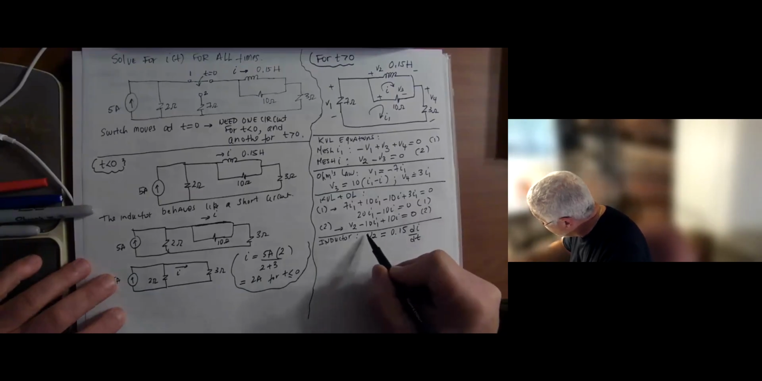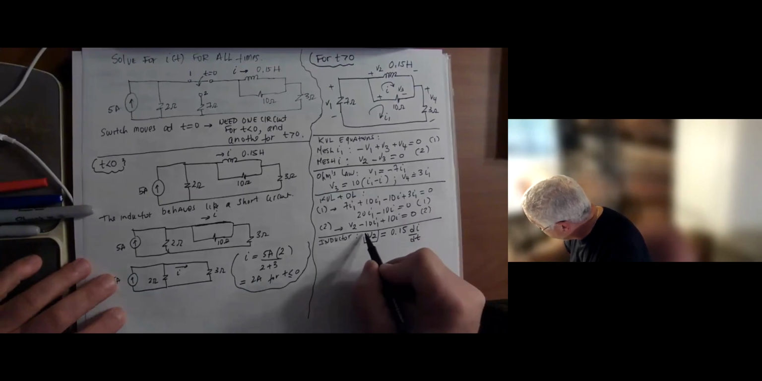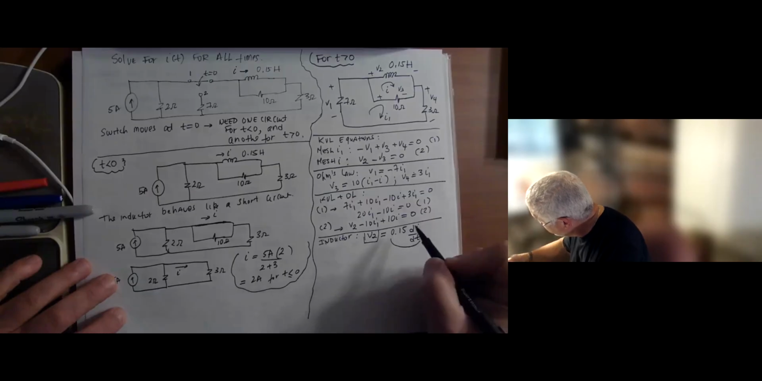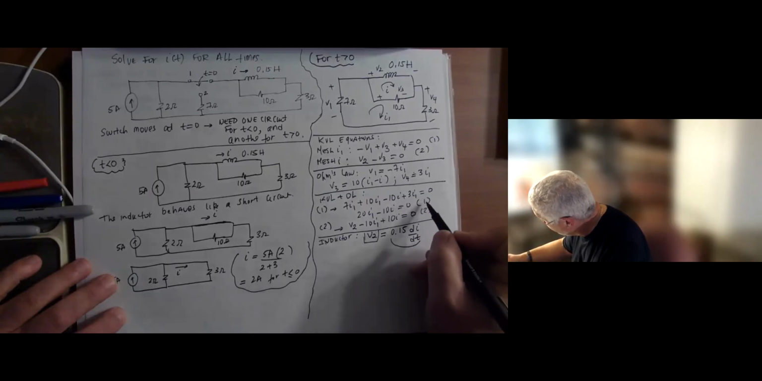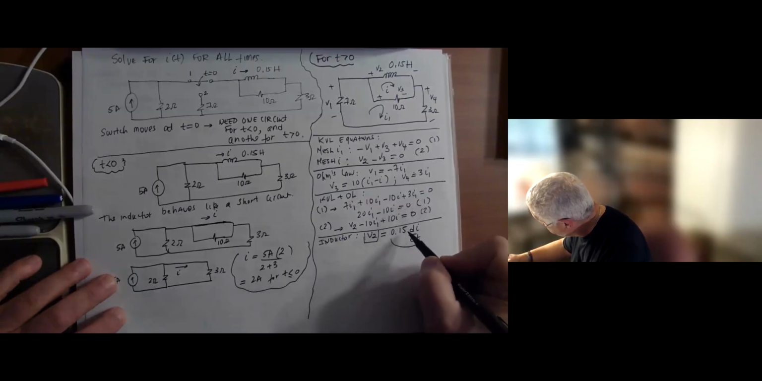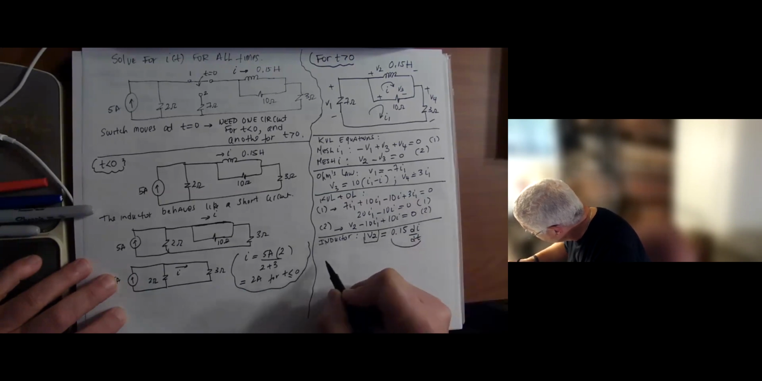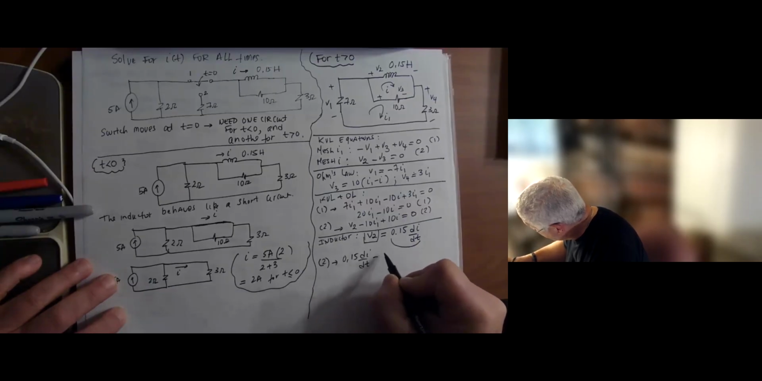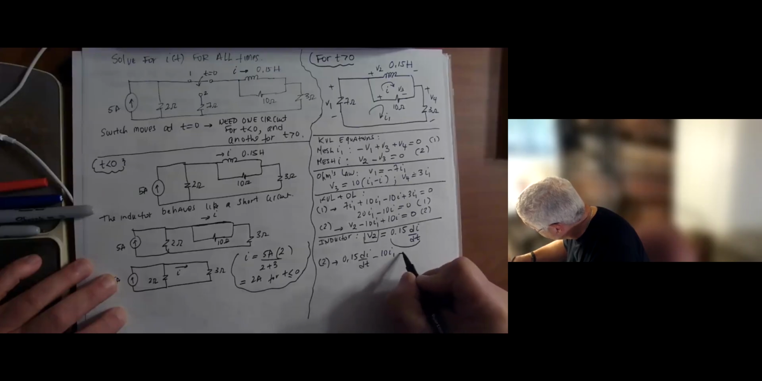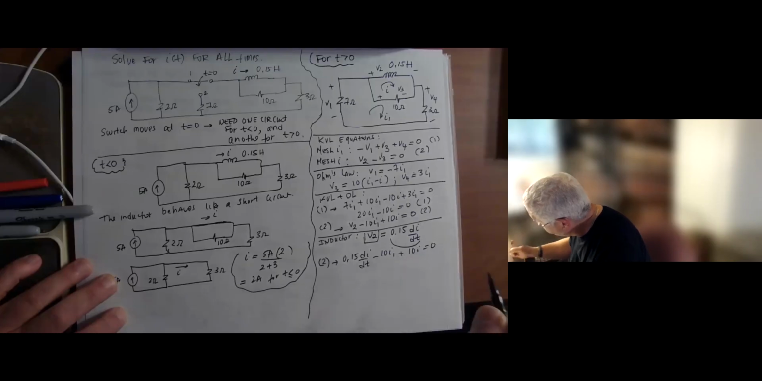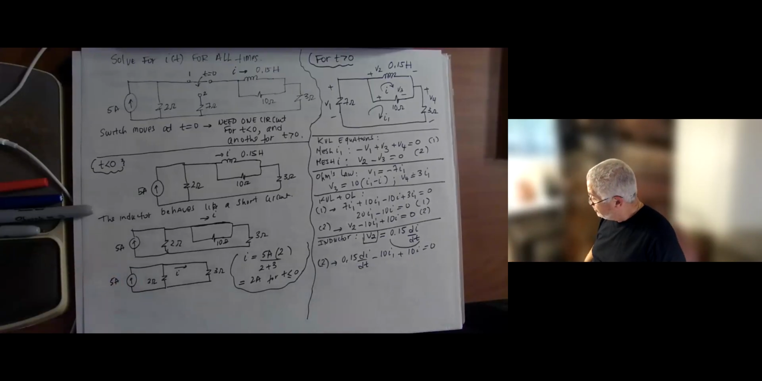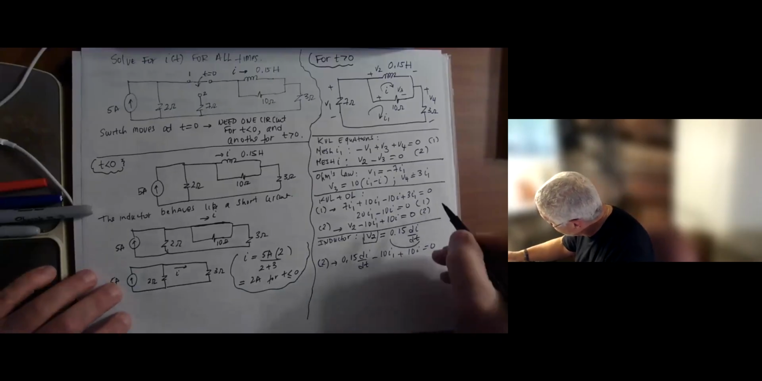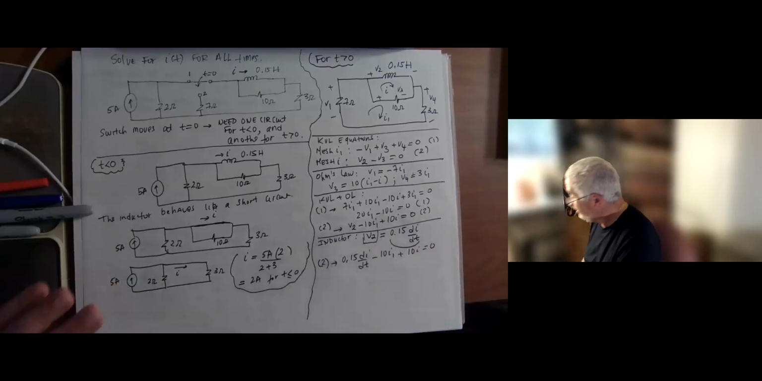So now, wherever I have V2, I'm going to put this. I'm going to replace V2 in equations 1 and 2. Equation 1 doesn't change because there is no V2. Equation 2 becomes 0.15 di/dt minus 10 I1 plus 10I equals 0. That's my new equation 2. And of course, equation 1 remains the same because it hasn't changed.